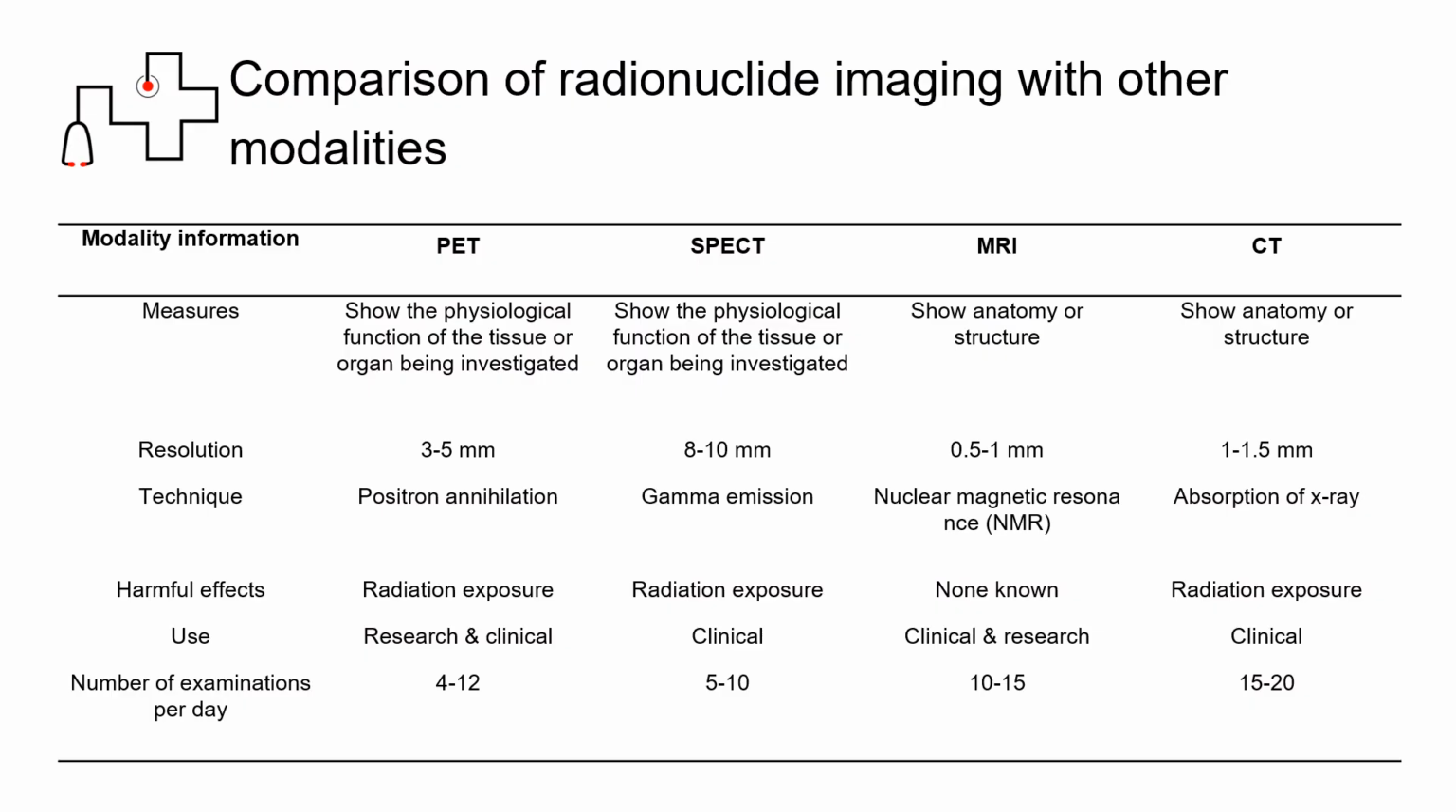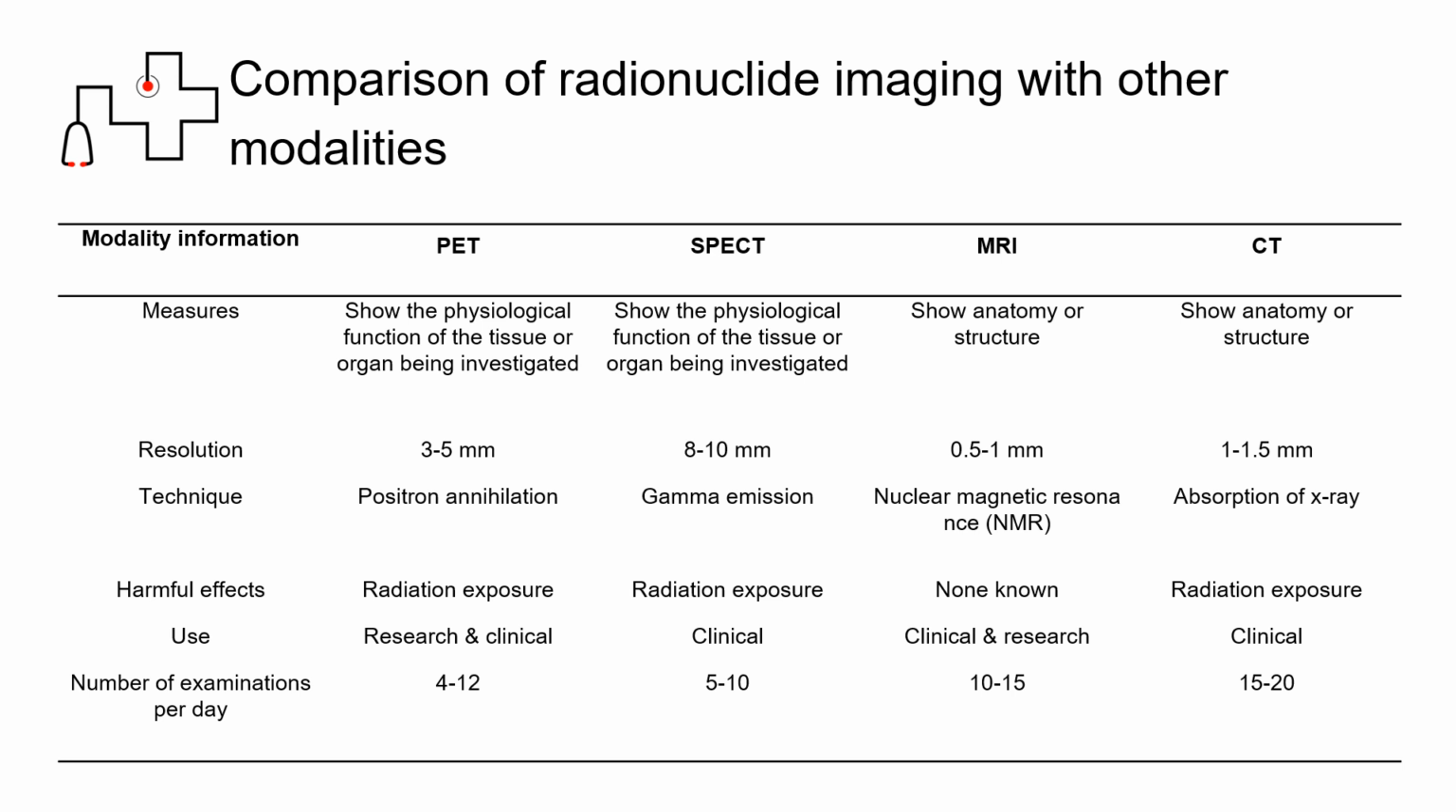The comparison of radionuclide imaging with other modalities. For radionuclide imaging, for PET-CT and SPECT-CT, we'll compare with the traditional MRI and CT scan. So the modality information, so the measures for PET-CT and SPECT-CT, it shows the physiological function of the tissue or organ being investigated. However, for the MRI and CT scan, it only shows the anatomy or the structure.